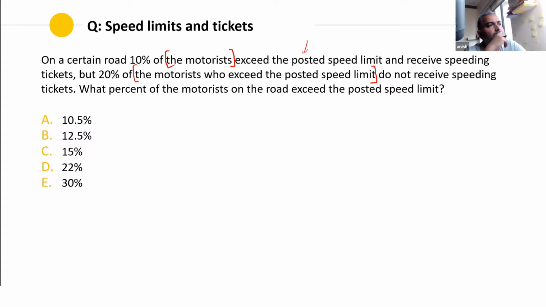Okay. What percent of the motorists on the road exceed the posted speed limit? What percent of all the motorists exceed the posted speed limit? So, although all the options are anyway telling me that, tell me why does the answer need to be more than 10%? It is, right? All options are more than 10%. Can we understand the reason for why the answer has to be more than 10%? Let's say there were another option here, 9%. I could eliminate that right away. Why?